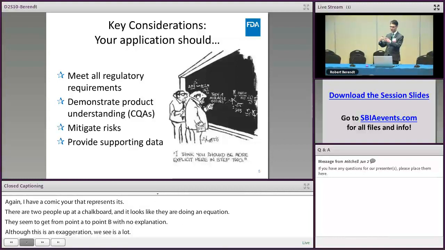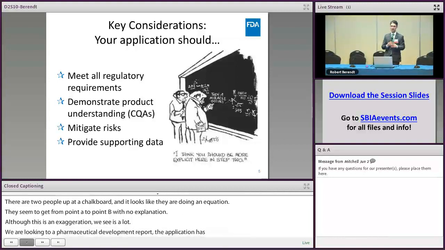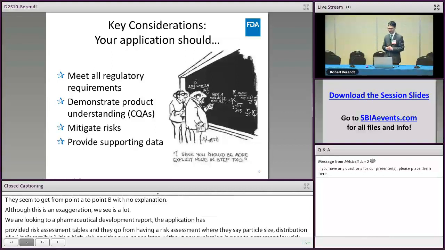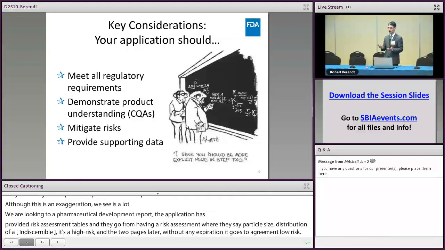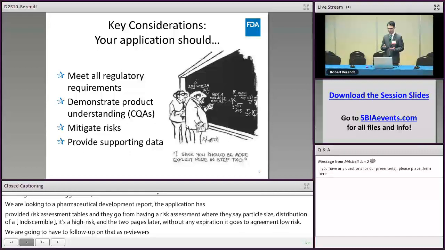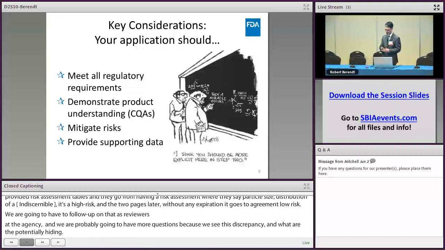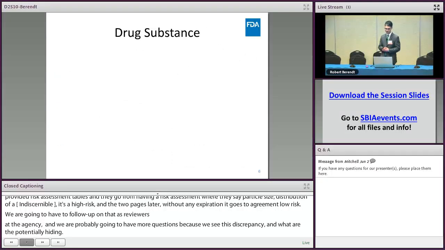distribution of an excipient is a high risk, and then 2 pages later, without any explanation, it goes to a green low risk. We're going to have to follow up on that as reviewers at the agency, and we're probably going to have more questions because we see this discrepancy, and what are they potentially hiding? So really, providing us with supporting data to better understand how you've mitigated potential risks to your application is very important to help us ensure that we can help you get to approvability faster.